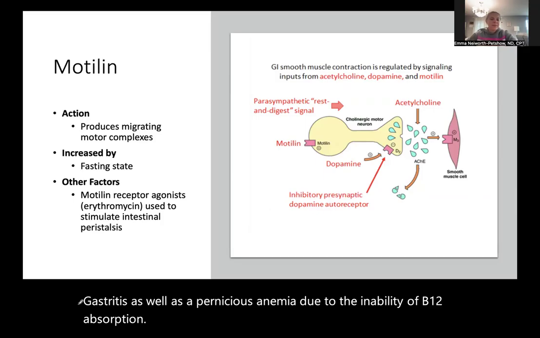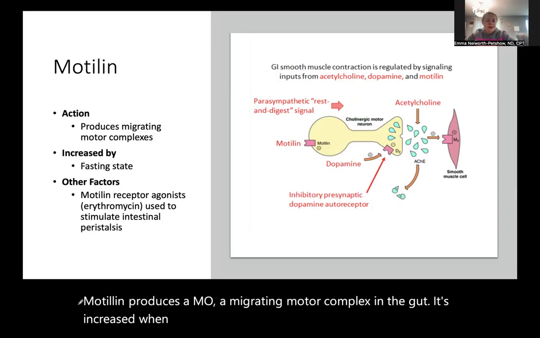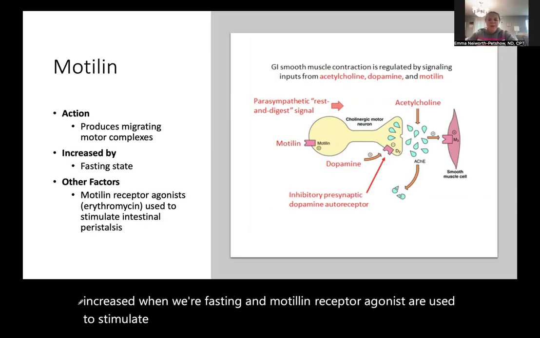Motilin produces a migrating motor complex in the gut. It's increased when we're fasting, and motilin receptor agonists are used to stimulate intestinal peristalsis or intestinal movement.